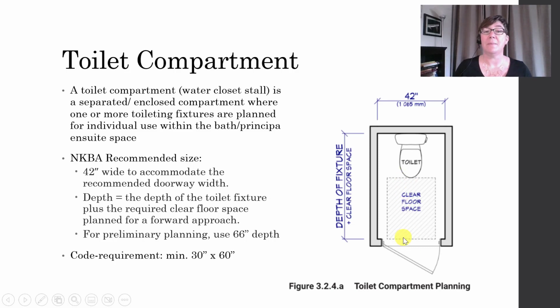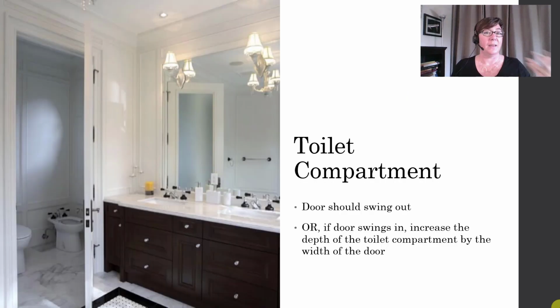Now, if you're in the preliminary phase and you haven't selected a specific toilet yet, you can use a 66-inch depth for this recommendation. As usual, the code requirements, the required minimum is a little bit smaller. It's only 30 inches wide by 60 inches deep. Here's an image of what that toilet compartment could look like. In this case, it includes both the toilet and the bidet.